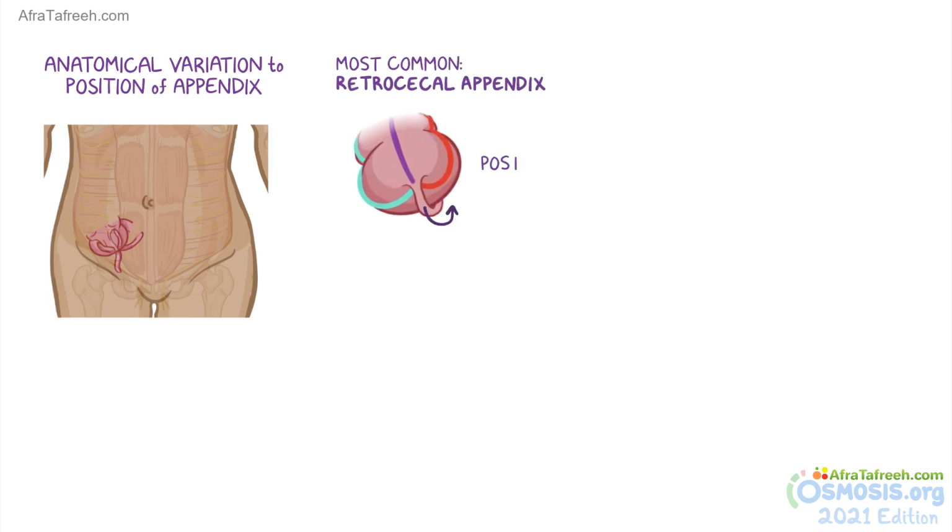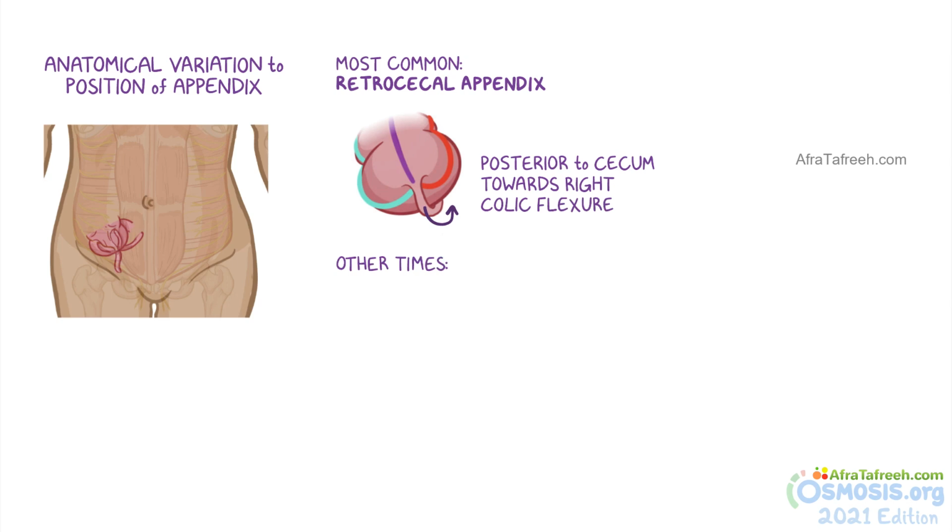Sticking with the appendix, recall that there is anatomical variation to the position of the appendix. The attachment of the appendix is constant to the base of the cecum, however, the tip of the appendix can migrate. The most common position is a retrocecal appendix, where the tip extends posterior to the cecum and extends superiorly toward the right colic flexure.